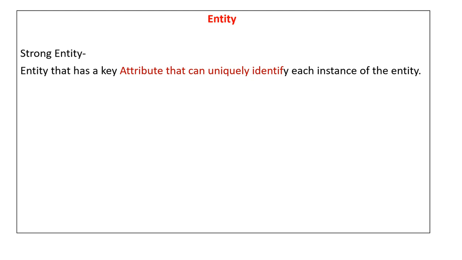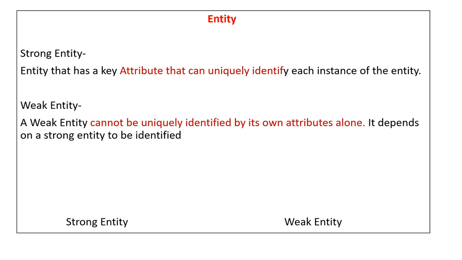So entity actually has two types. First is strong entity, which has attributes and which is uniquely identified. So if you have an attribute which uniquely identifies a value, that entity is called a strong entity. The next is weak entity. It is an entity which cannot be uniquely identified by its own attributes. So it needs some other attribute which uniquely identifies the value. So two types, strong entity and weak entity.